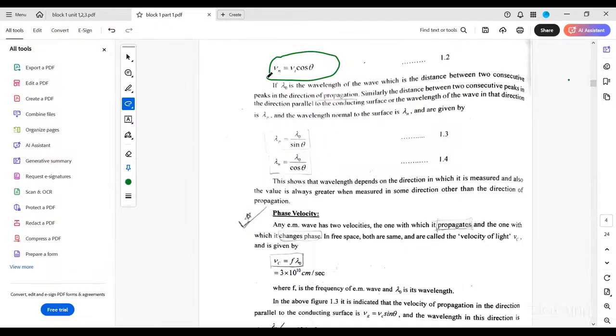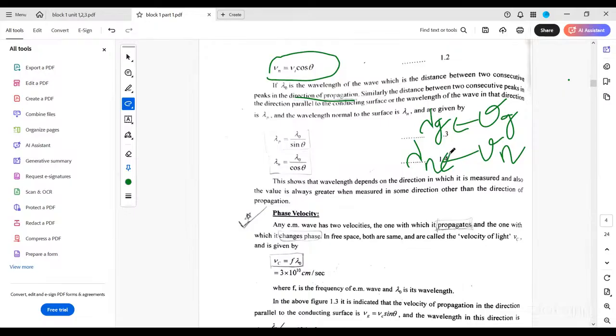Based on this, I am calculating two wavelengths. All this is happening in the direction of propagation. We are deriving complete equations in the direction of propagation. Here I am taking Vg and Vn, two velocities: group velocity and the velocity normal to the plane. To these I am writing wavelengths lambda g and lambda n.